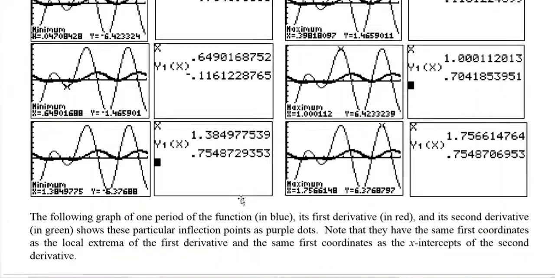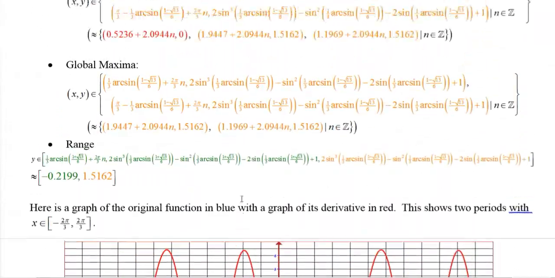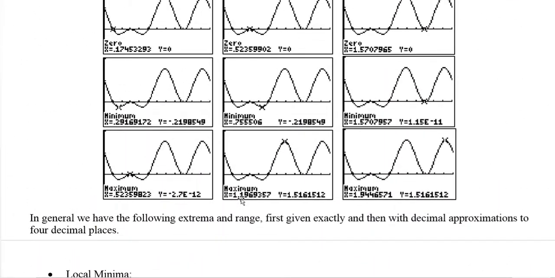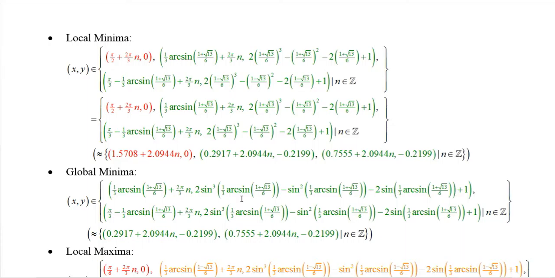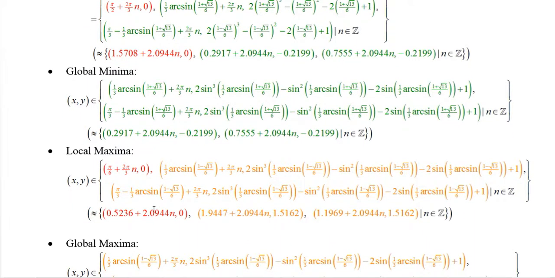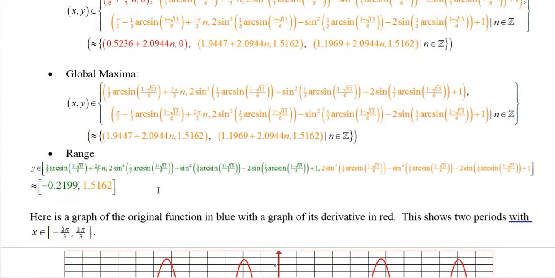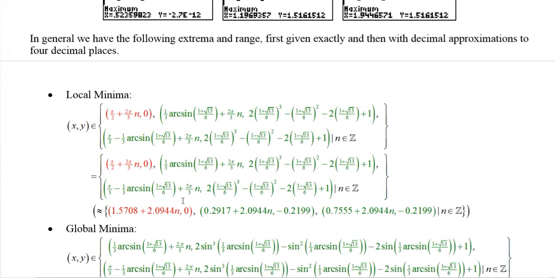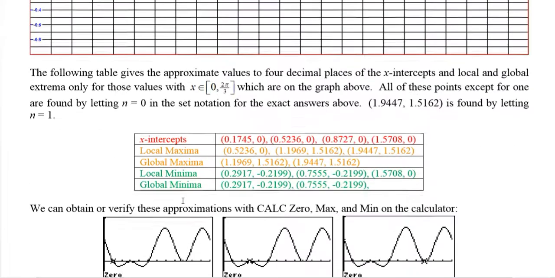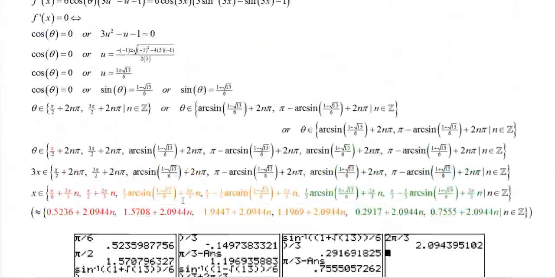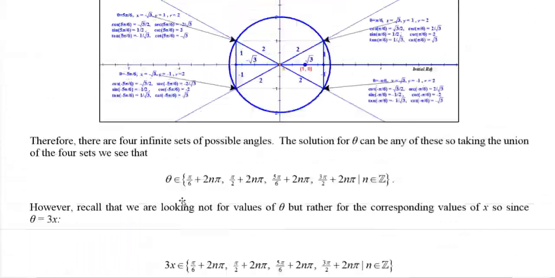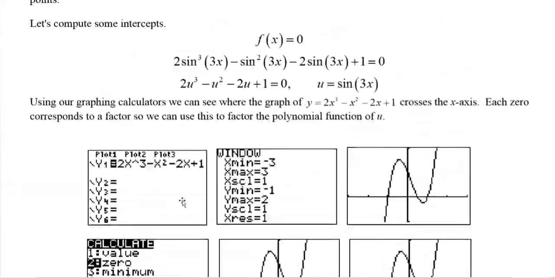Okay, boy, that was a lot of stuff. So we reviewed a lot of things there. Okay, there's your local minima, global minima, and maxima there. The range, approximately what it is there. Okay, and intercepts. So we got to review lots of cool stuff about trig functions.